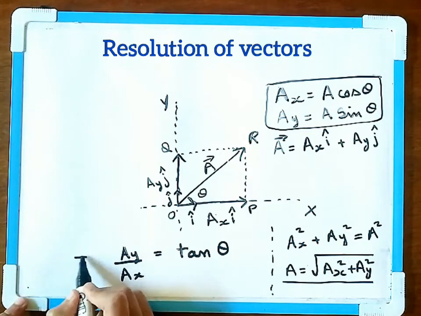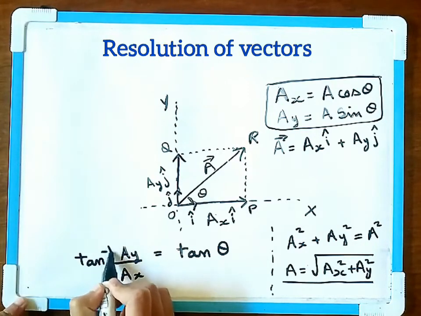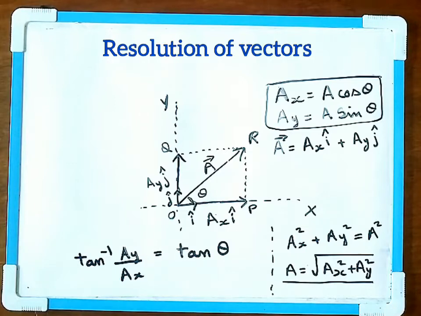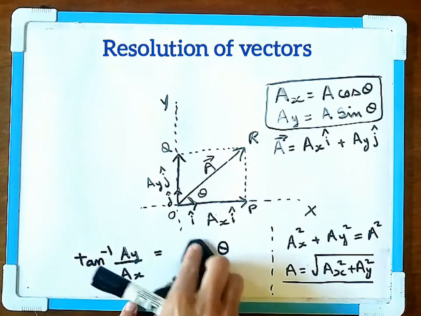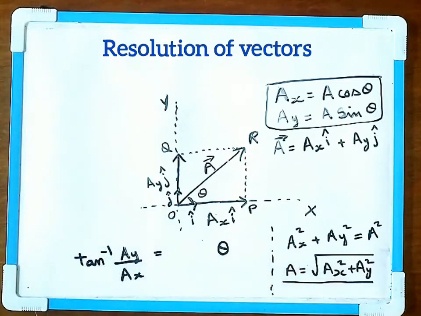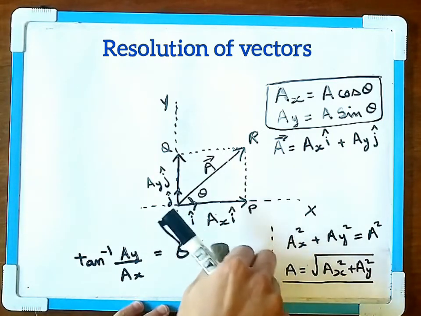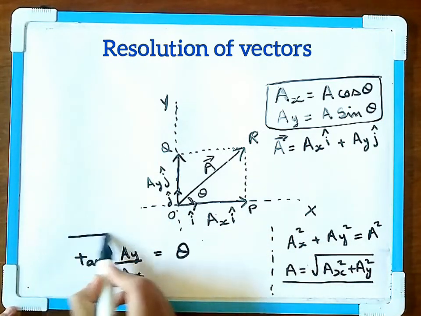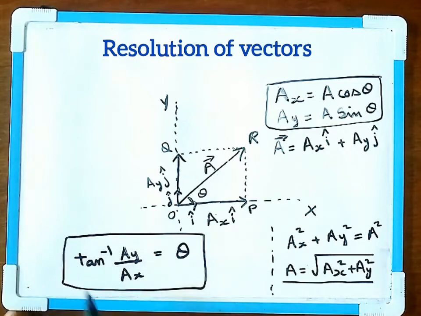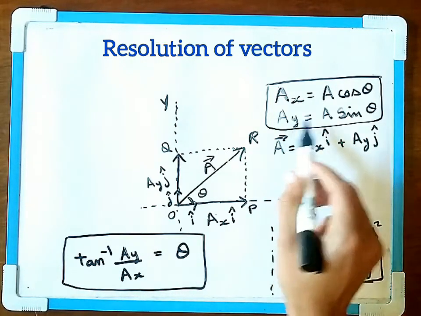So here we have tan inverse Ay by Ax. So your theta is equal to tan inverse Ay by Ax. So this will give you the direction of the vector A. So we need to remember these formulas. This formula, and this formula.